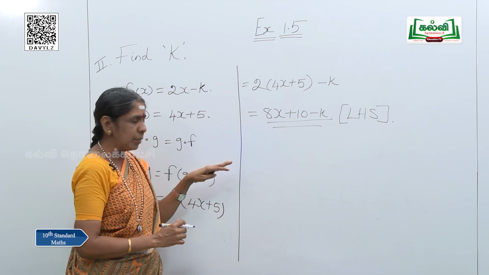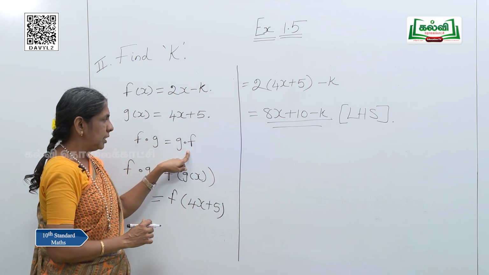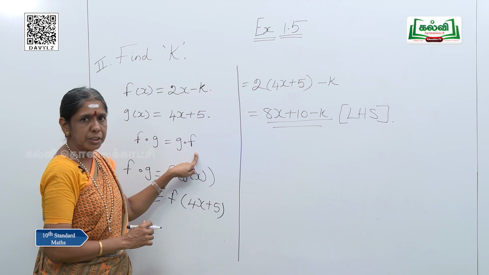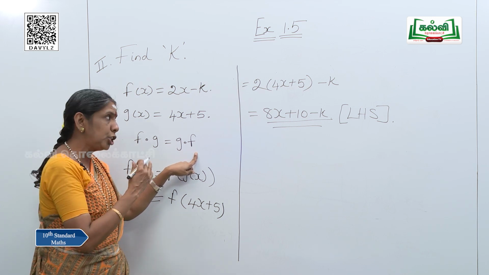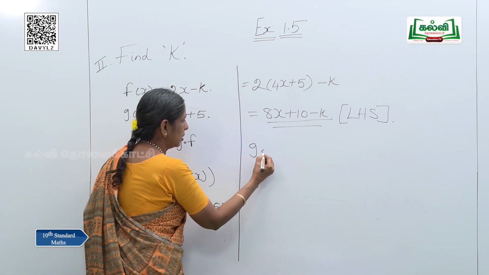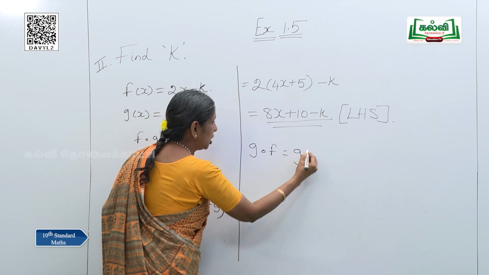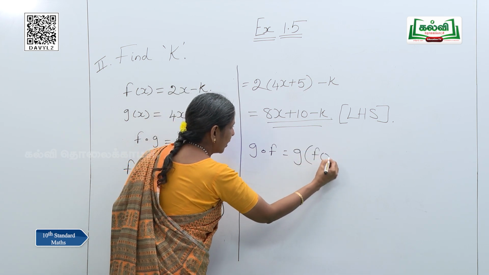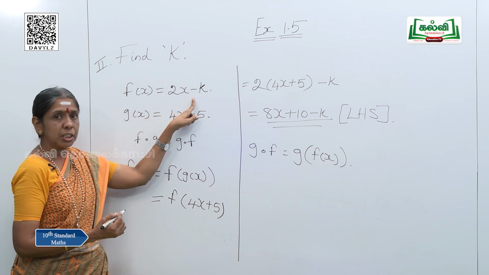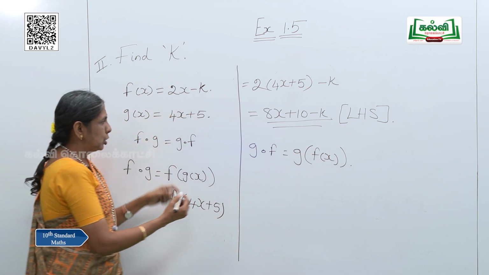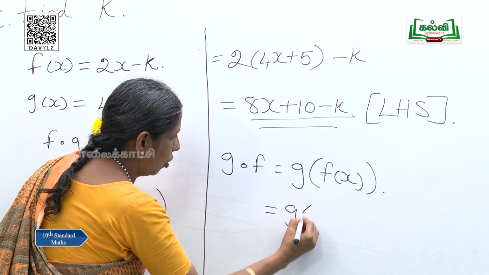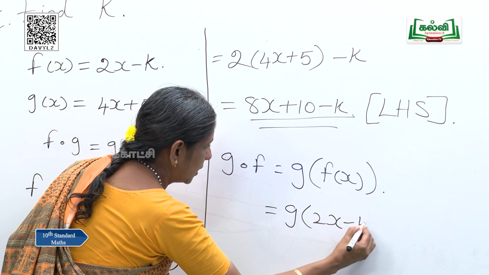Now, we will go to the second part. What is the second part? g dot f. We are going to go to the right hand side of the equation. What is the right hand side of the equation? g of f of x. So, g dot f is equal to g of f of x. What is f of x in the sum? f of x in the sum is equal to 2x minus k. So, it is g of 2x minus k.